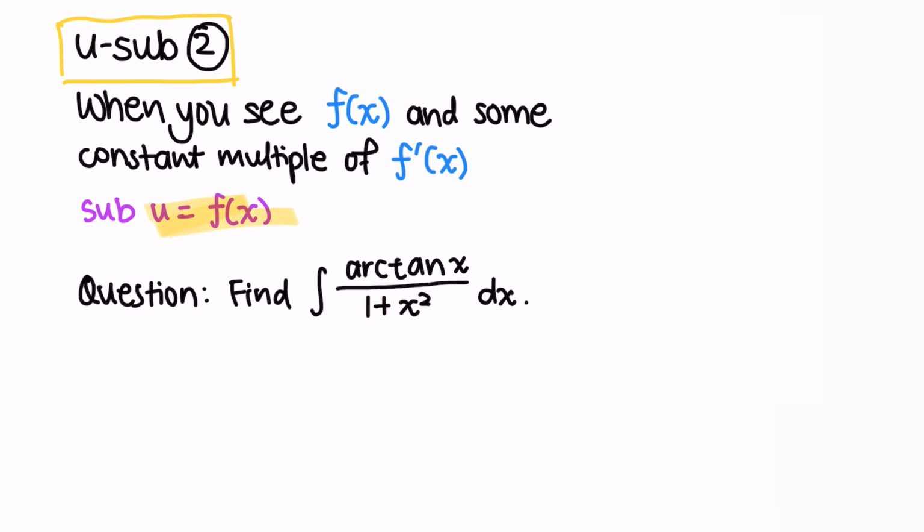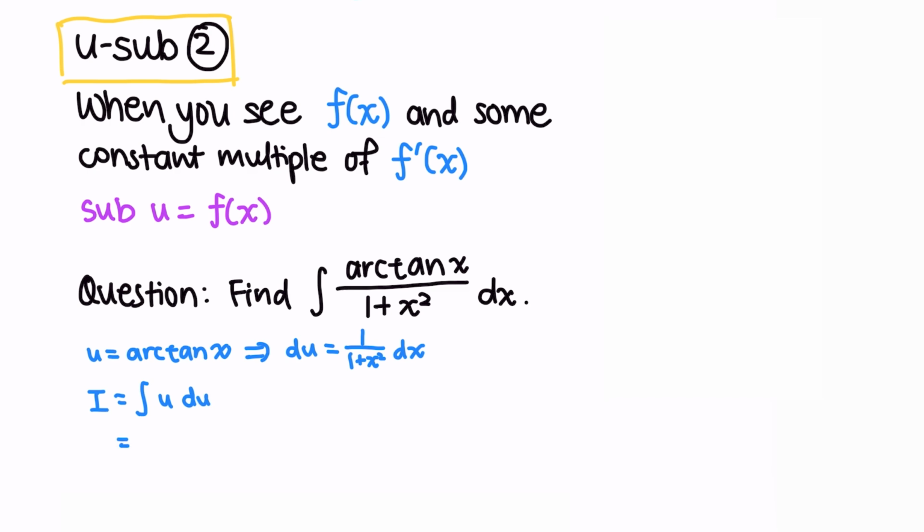So what we want to do is sub u equals f(x). So we sub u equals arctangent x. And this means that du equals 1 over 1 plus x squared dx. And if you look over here, this entire part is being replaced by a du. So this becomes as simple as the integral of u du, which is just u squared over 2. Or if I replace it back with x, (arctangent x) squared over 2. And don't forget your plus c.